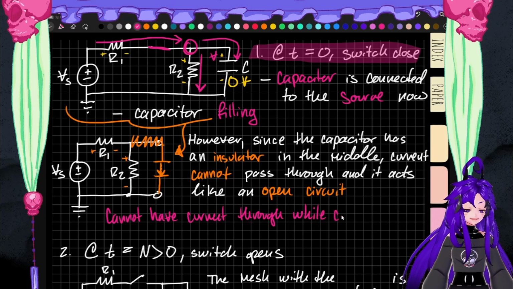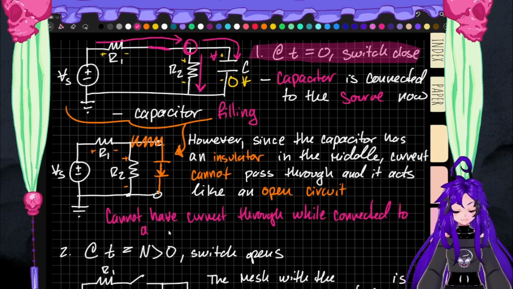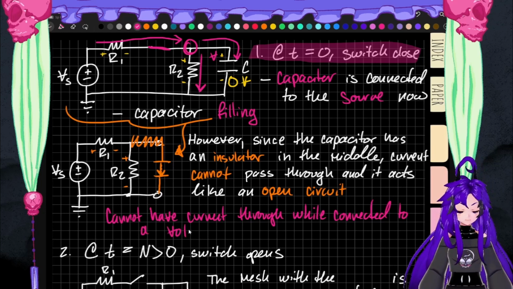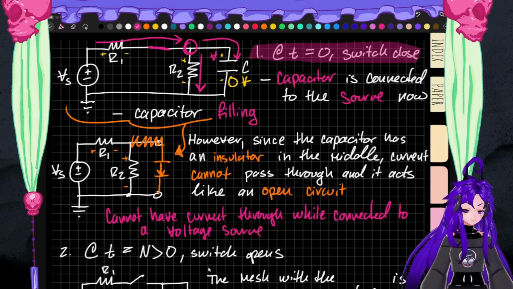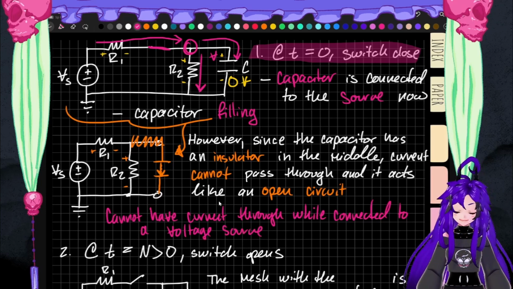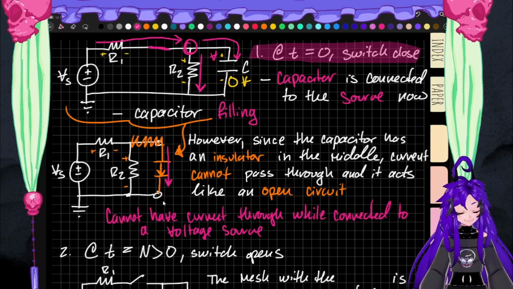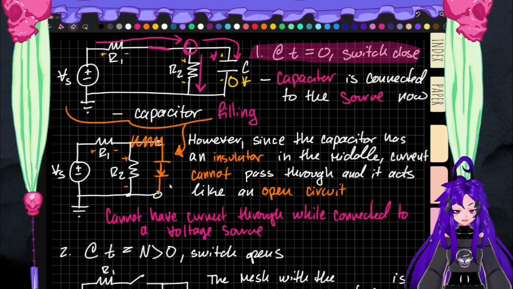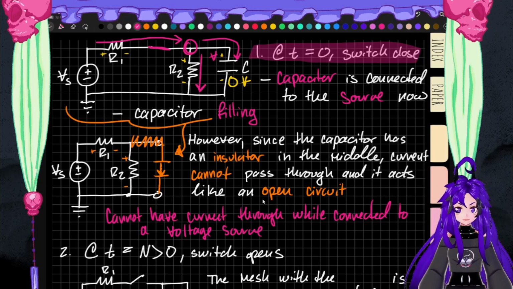While connected to a voltage source, it actually can't have current through it ever, but it can produce a current. But we will get there as well, right?